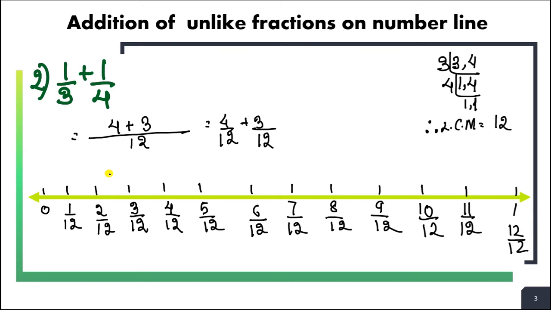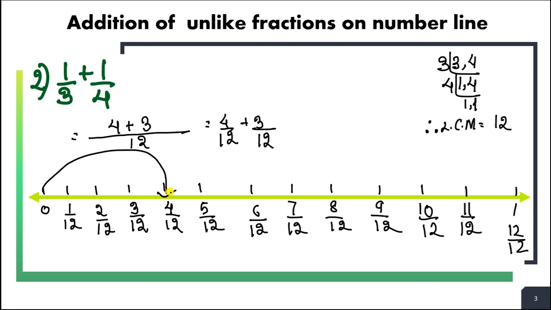Right. Now we have done all the intervals. Next, we have now converted 1 by 3 plus 1 by 4 into like fractions, right? Now we have already learned how to add like fractions on the number line. The same we are going to do here. 0 to 4, right? First 4 by 12, we are going to add 4 by 12 plus 3 by 12.